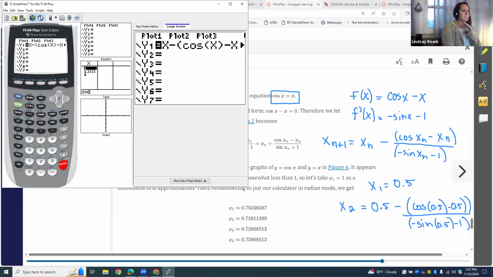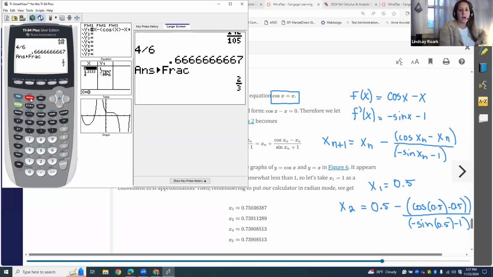So all I did was enter essentially the formula for Newton's method into y equals. And the reason I did that is so I can get some quick calculations. So for instance, the first one that I wanted to start out with was 0.5, right? I think this is the easiest, but there's a lot of ways to do this. I could just go to my calculator and put in 0.5 minus cosine of 0.5 minus 0.5, all divided by negative sine of 0.5 minus 1, and get that number and then do it again. But it's just a lot. So this is what I like to do.